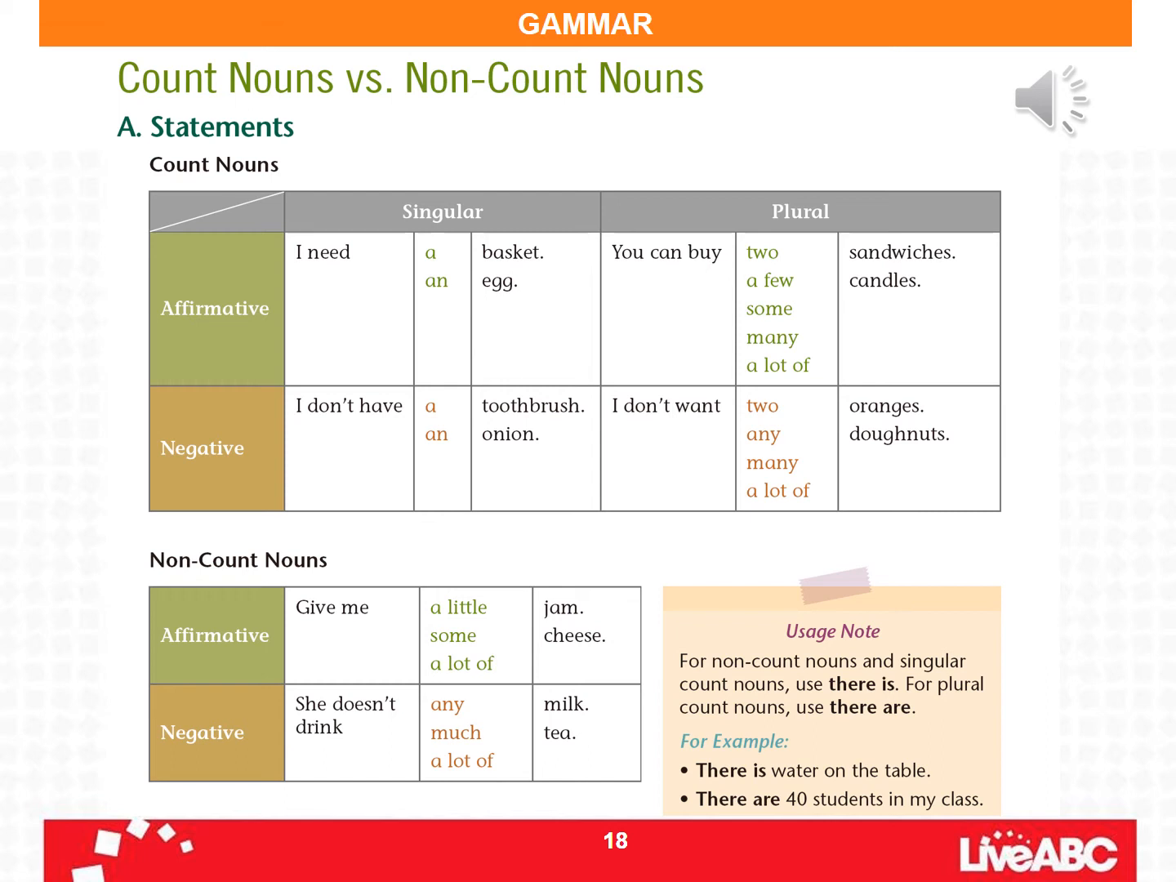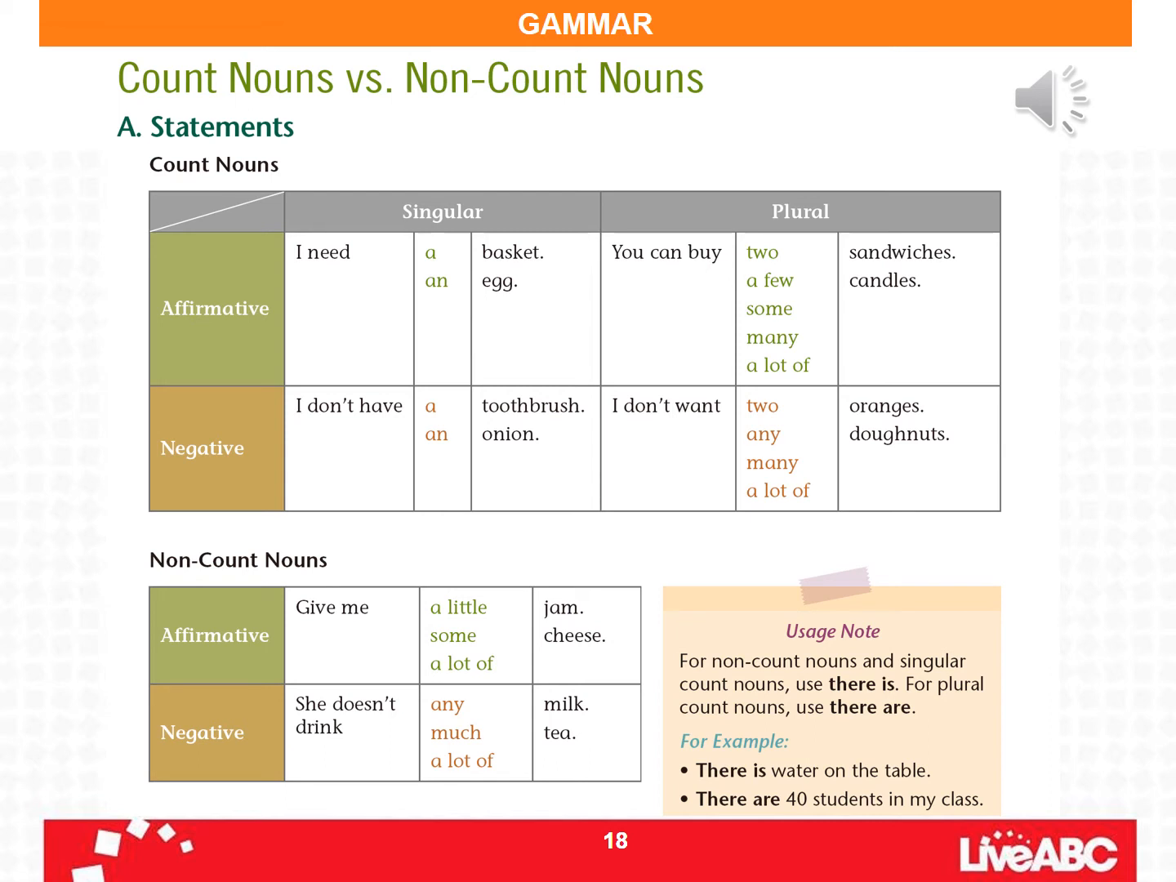In the case of negative, we have to use the auxiliary don't, and I can use a verb. For example, I don't have a toothbrush. I don't have an onion. Remember, when we have a vowel before the indefinite article, we have to say an onion. That is for singular.